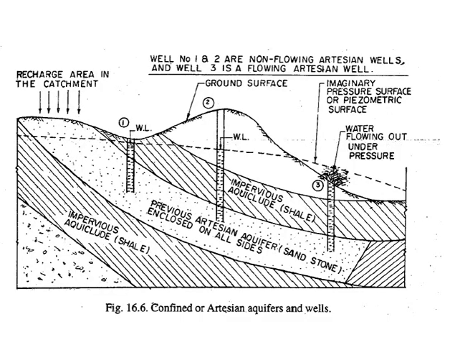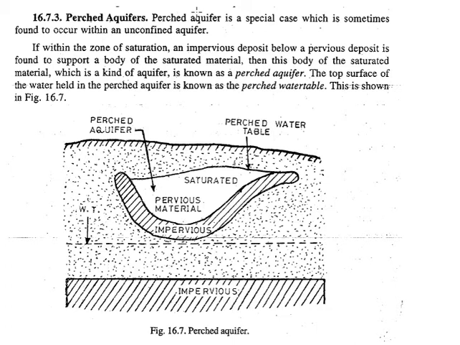Now next is the Perched aquifer. This is the other type of aquifer, known as a Perched aquifer. This is a very uncommon type of aquifer that is found below the surface of the earth. As you can see here, this is an example of a Perched aquifer. Before this you have seen confined and unconfined, but this is a Perched aquifer.